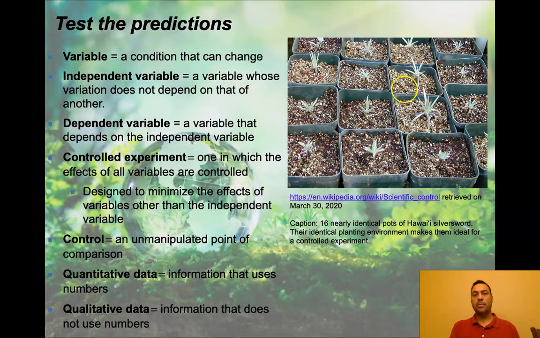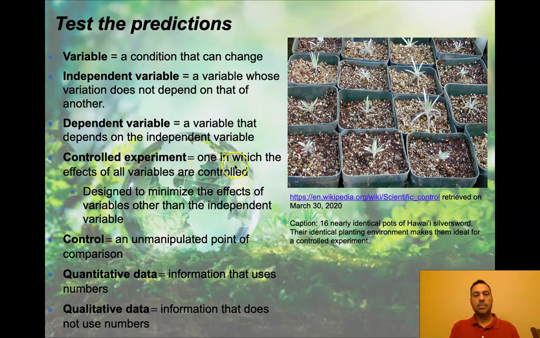So for example, here we have a bunch of plants that are in a lot of little pots. These are what they call Hawaii silver swords. They have identical planting, and it makes them ideal for a controlled experiment. So we can do everything exactly the same. That gives us a good independent variable. Now, a dependent variable is something that's going to be dependent upon the independent variable. So for example, maybe this particular plant has a slight difference in genetic structure or in genetics. So it might have a different outcome, but you water them all exactly the same, right?